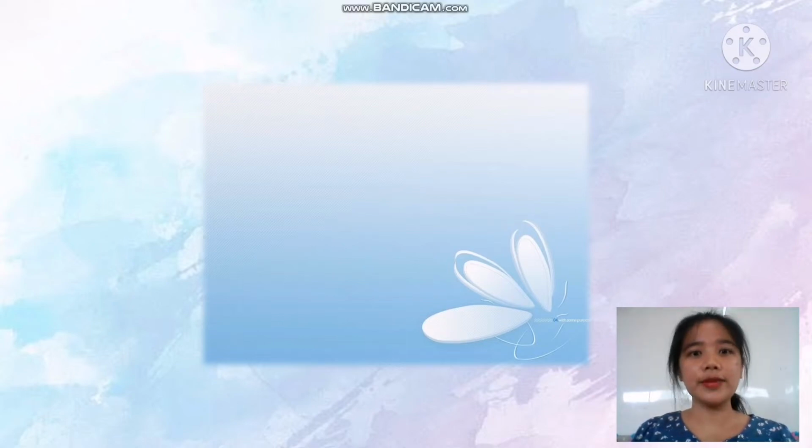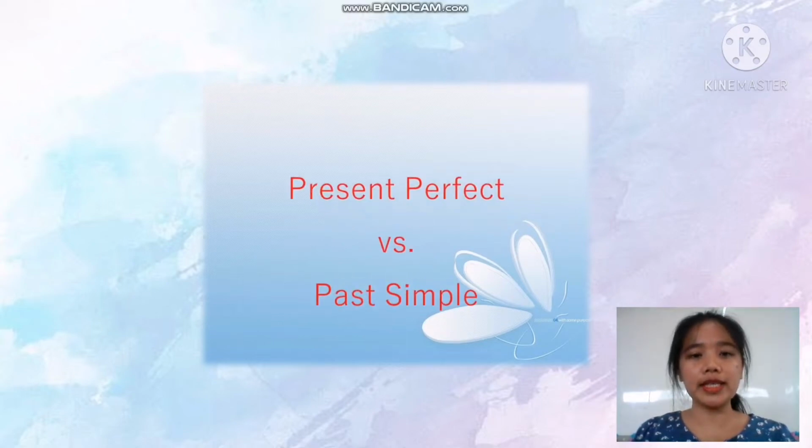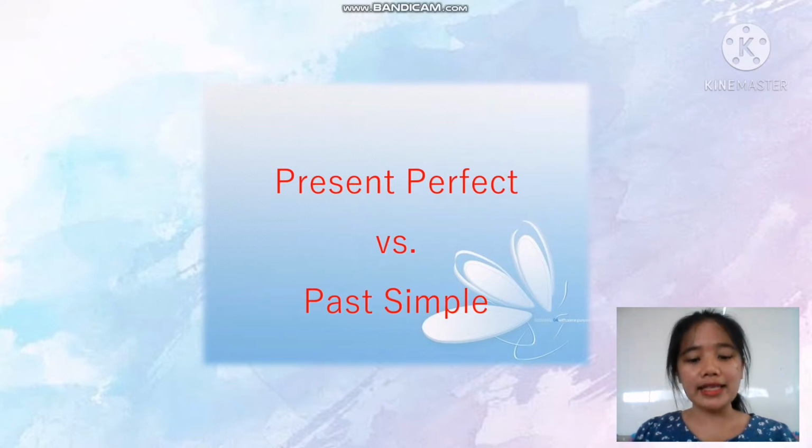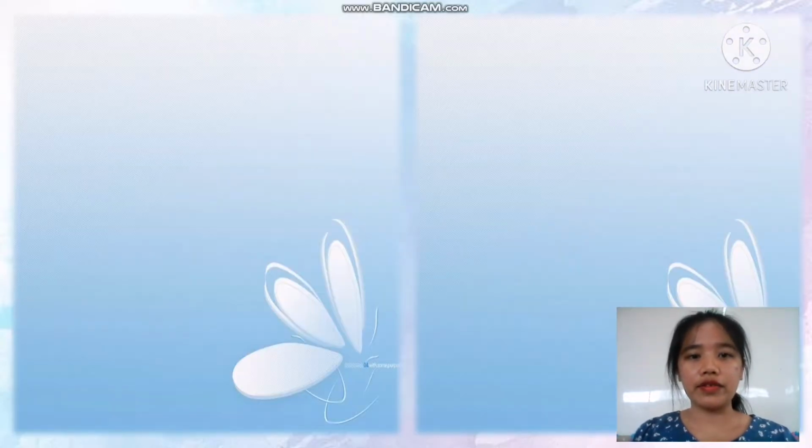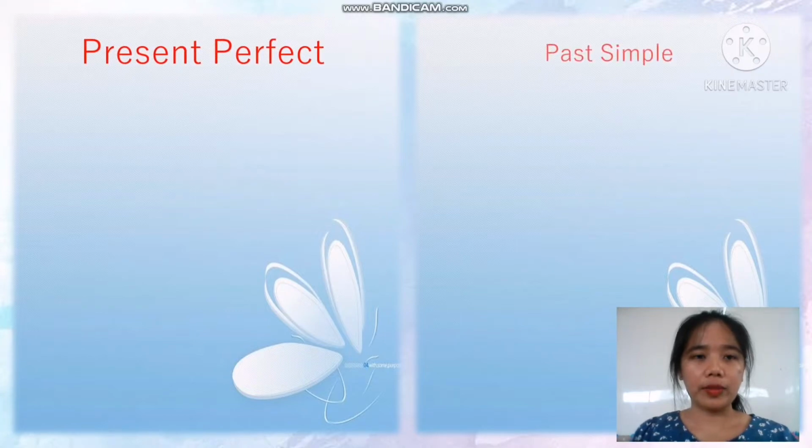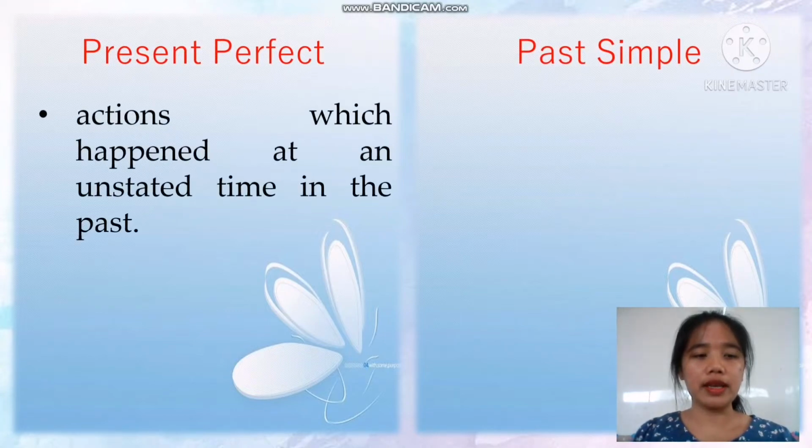Okay, so guys, we are going to continue with present perfect versus past simple. So we're going to go through their uses and we're going to have a few examples. So let's first have the first one, present perfect use. Okay, so we use this one with actions which happened at an unstated time in the past.